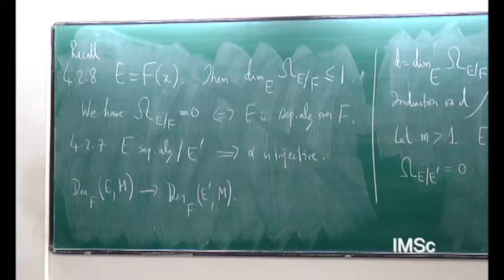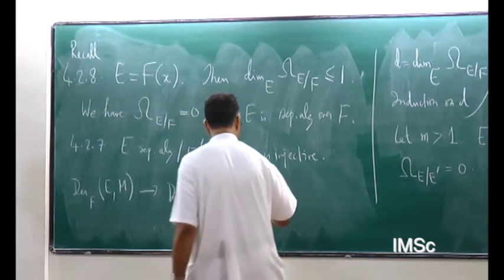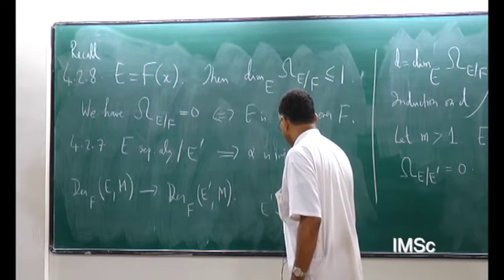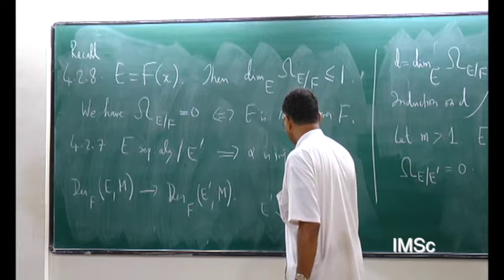And how did we do that? What do I have to show? That every E prime derivation can be extended to E. It goes something like this. Just to recall the proof.